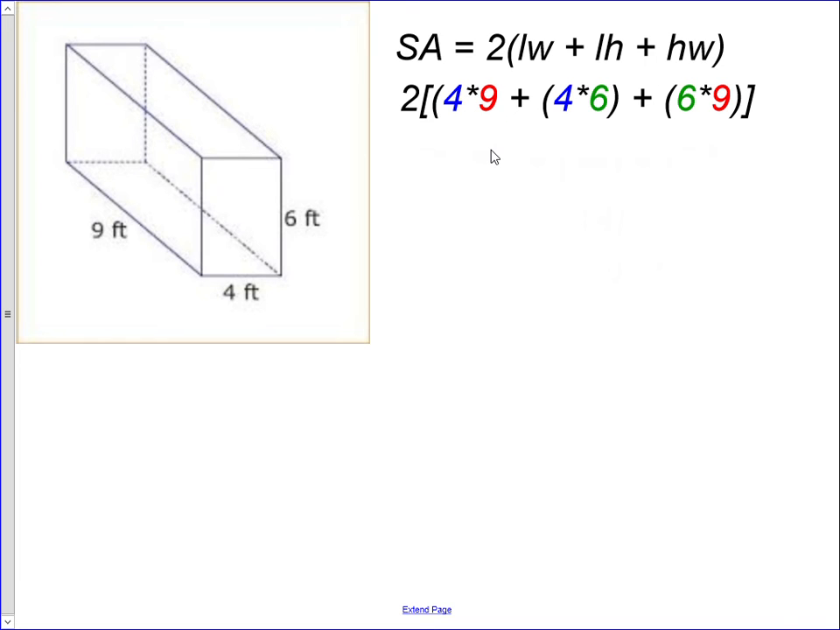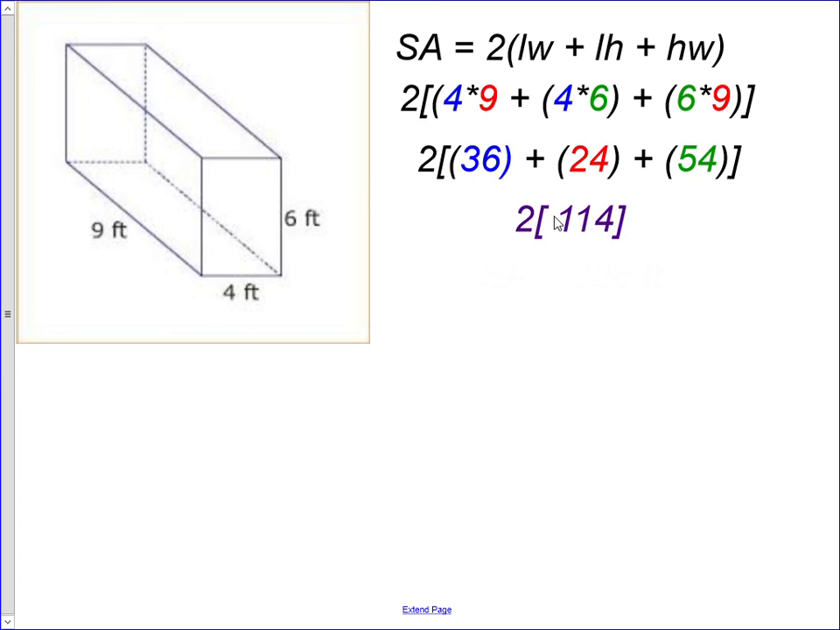We've got to do the multiplication first. So when we do the multiplication, 4 times 9 is 36, 4 times 6 is 24, and 6 times 9 is 54. Now we need to keep simplifying inside the parentheses, so we're going to find our total. When we get our total, we have 114. It's still inside brackets. There's still a 2 on the outside, which means we have to multiply. Well, 2 times 114 is 228, which means we have a surface area of 228 feet squared.